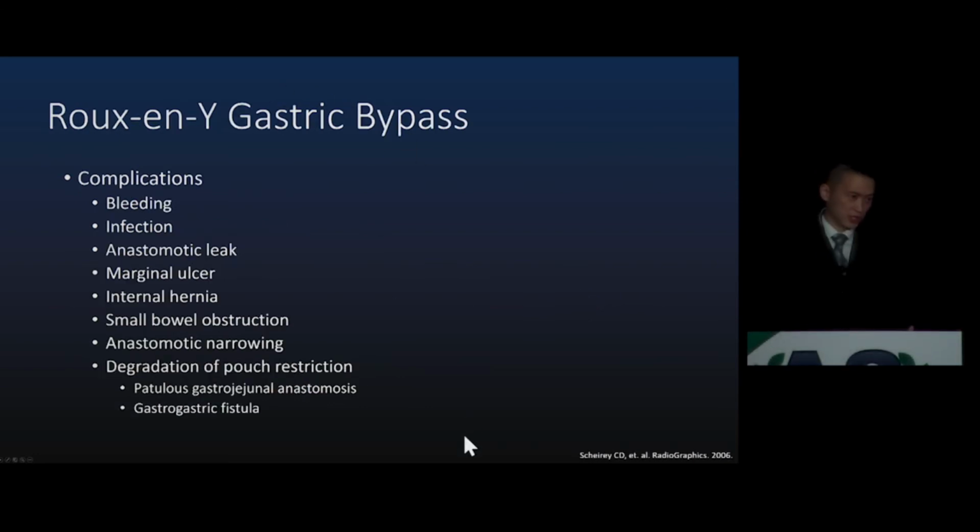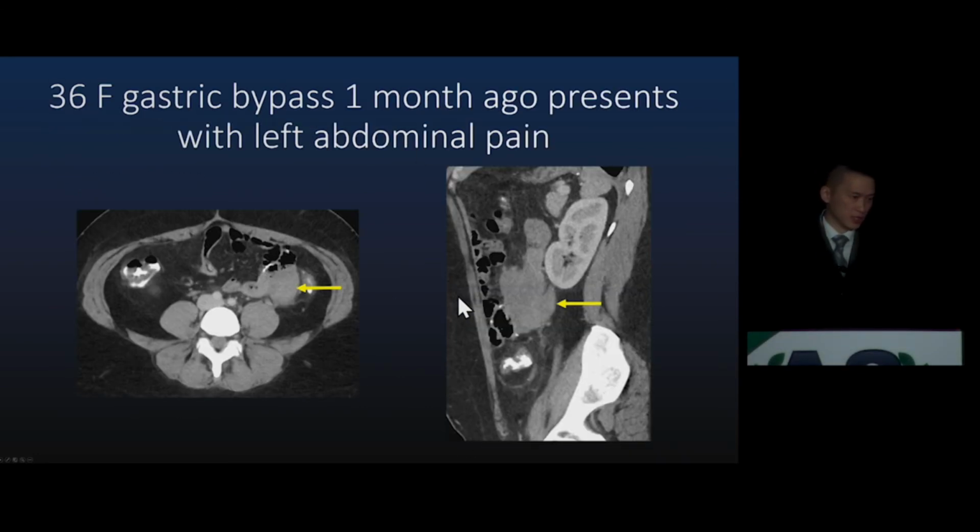So here are some complications of gastric bypass. We'll look at some of these. So this first case is post-bypass 1 month ago. Presents with abdominal pain, and we see here at the level of the jejunojejunal anastomosis, there's this hyperdense collection. So this is a hematoma.